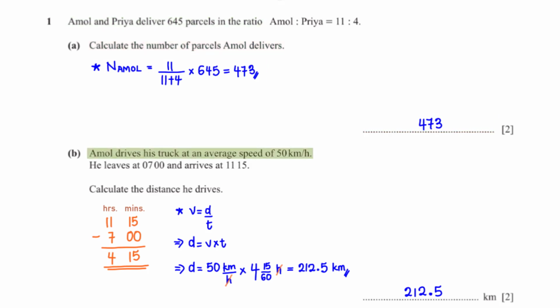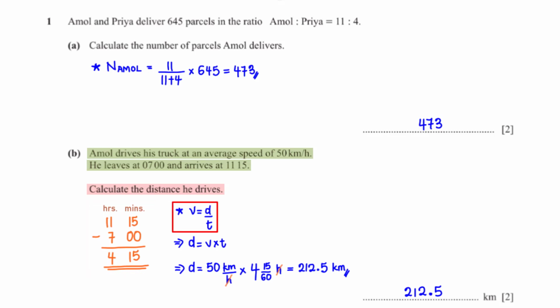Amol drives his truck at an average speed of 50 kilometers per hour. He leaves at 7 o'clock and arrives at 11:15. Calculate the distance he drives. First, we need to find the time duration of his journey. To get this, we subtract his departure time, which is 7 o'clock, from his arrival time, which is 11:15. Under the minute column, 15 minus 0 is 15. Under the hour column, 11 minus 7 is 4. So now we know the time duration is 4 hours 15 minutes.